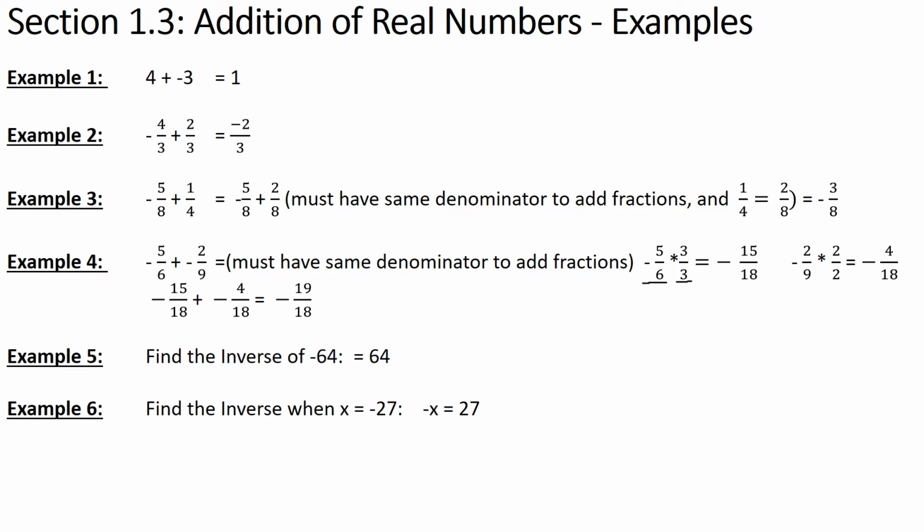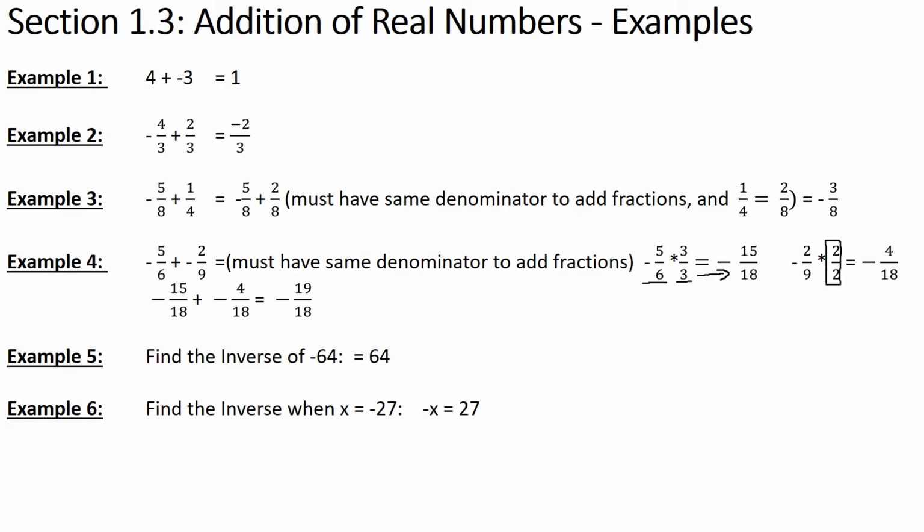6 times 3 is 18. The 3 in the numerator. 5 times 3 is 15, so it's negative 15. And then negative 2/9 times 2 over 2, because 9 times 2 is 18, and 2 over 2 is equal to 1. So we're just multiplying the whole thing by 1 again.